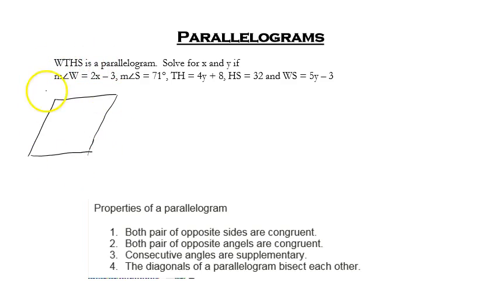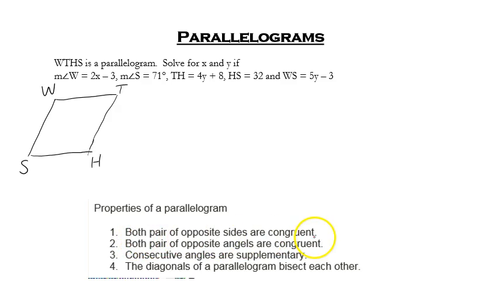The second part that's really important is how we label it. WTHS, where I put W does not matter. If I start here though, it does matter where I put T, H, and S. Go clockwise and go in order. W to T to H to S. Okay. Then we look at our properties.